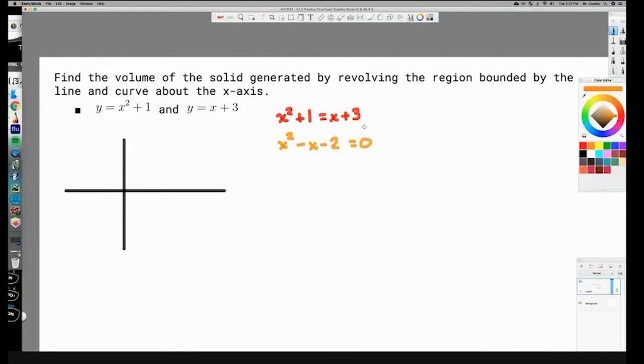So you end up with something like that, minus 2 minus x. And this is going to factor to x minus 2 and x plus 1, which ends up being 2 and negative 1. Now, if you graph this on your graphing calculator, it would be negative 2 and 1 as well. So what I'm going to do is graph negative 1 and 2.